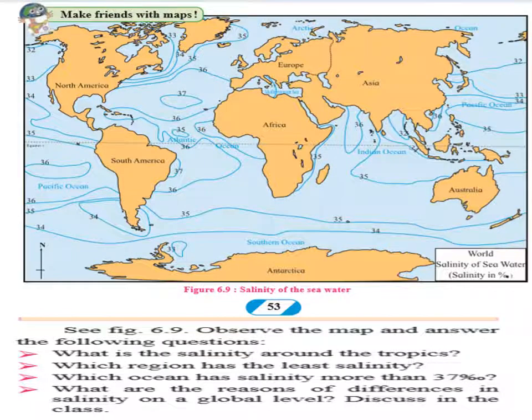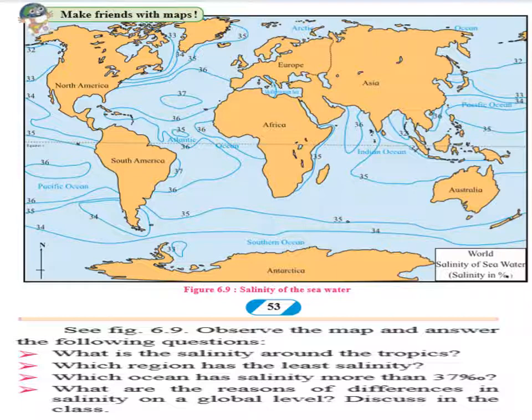Okay, so here's a map. Salinity of seawater. So just observe this map, children, on your page 53, and here we will solve a few questions. Figure 6.9, observe the map and answer the following questions. So children, this is a map. You can see Pacific Ocean, Indian Ocean, Atlantic Ocean, Pacific Ocean, Southern Ocean. This is a world map. Salinity of seawater you can see.